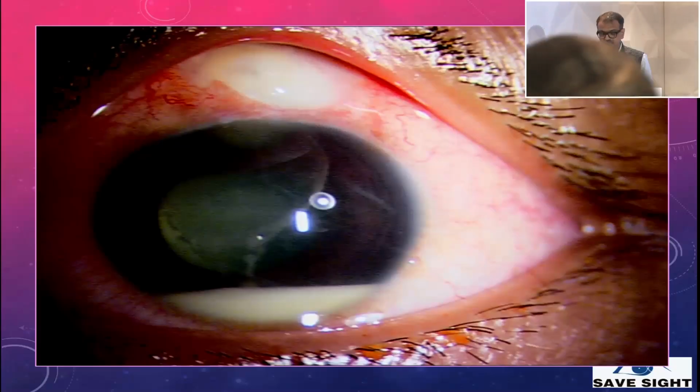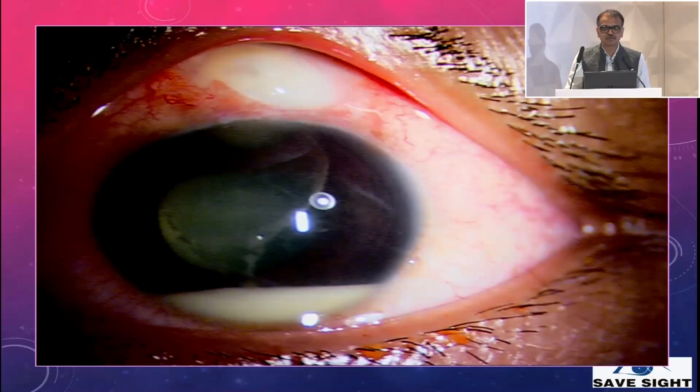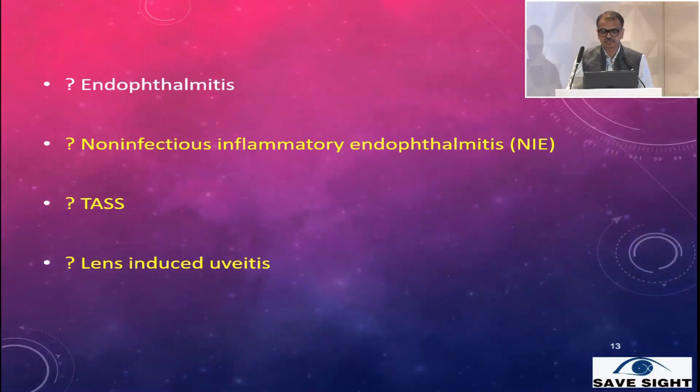But cases who present early with inflammation, there is always a doubt in the mind which entity this is: whether this is endophthalmitis, whether this is TASS, or it is lens-induced uveitis because of a retained lens fragment in the anterior chamber, some fluffy matter in the anterior chamber. So with good clinical history and examination, you can actually rule out.